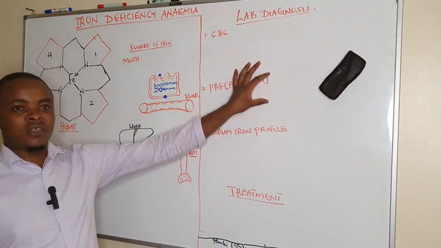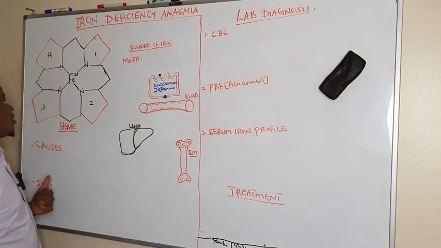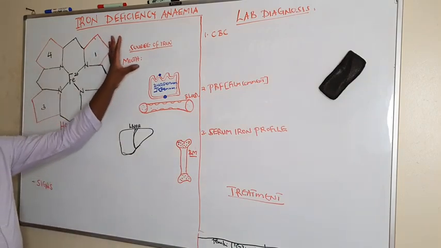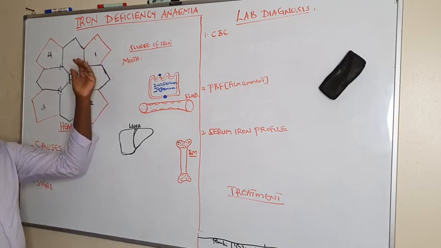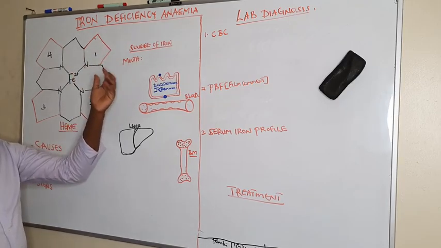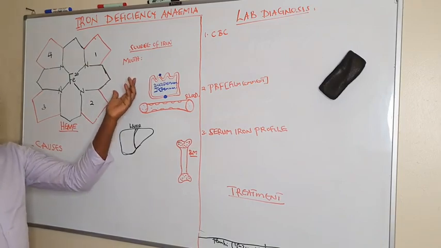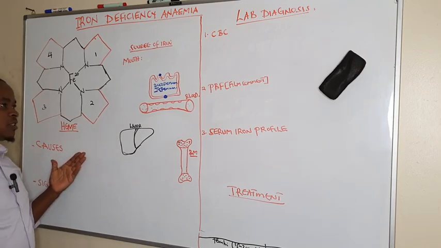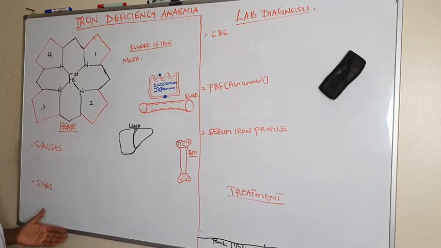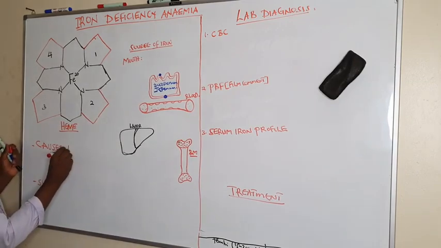diagnosis. So in this session, we want to discuss the etiology. We shall look at the sources of iron and the importance of iron during blood red cell formation. Then we are going to see the causes of iron deficiency and signs of iron deficiency.